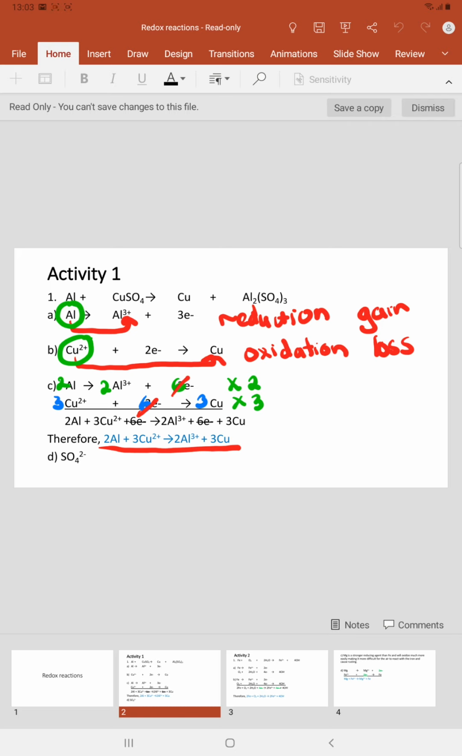The last question is, what is the spectator ion? Remember, a spectator ion is an ion that does not react or change or break down in the equation. Sulfate is still present in the reactants and still present in the products. It was not broken down or built up during the reaction. It did not participate in the reaction. Therefore, our spectator ion is SO4 2-.